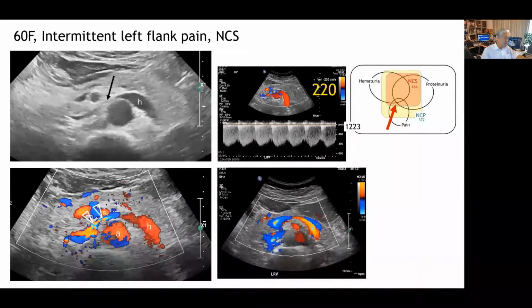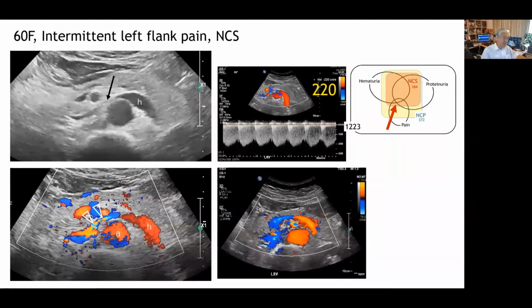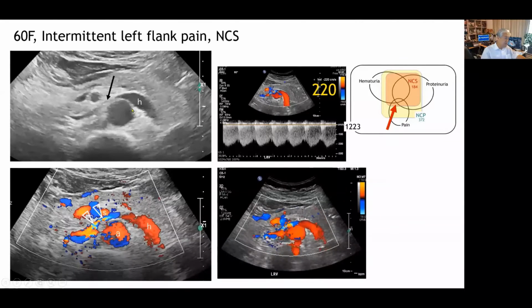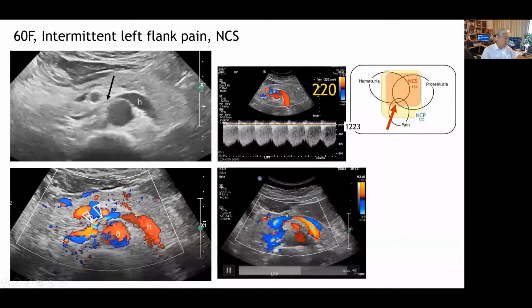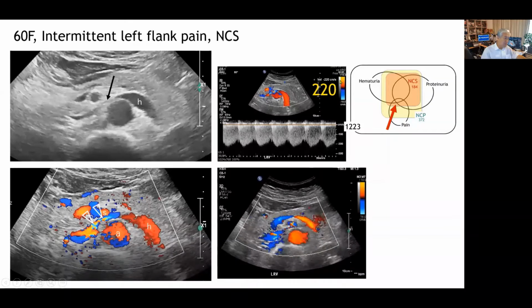Another nutcracker syndrome patient with intermittent left flank pain, and ultrasound images show similar findings of the narrowing of the aortomesenteric left renal vein and bright colored high velocity flow with peak flow velocity of 220 centimeters per second. And she belongs to this area of nutcracker syndrome with left flank pain.